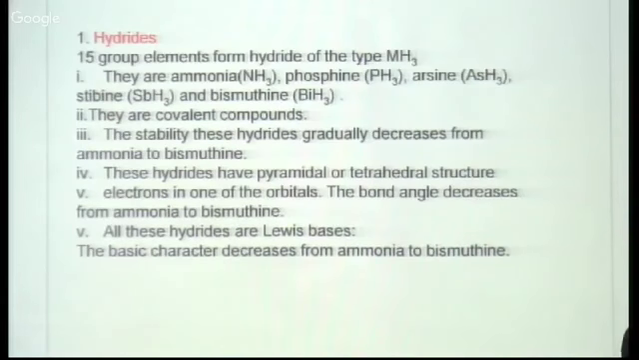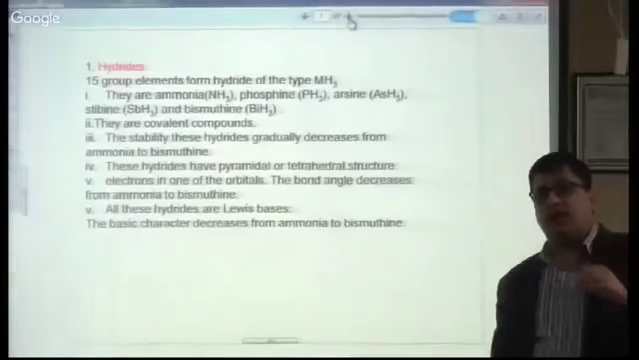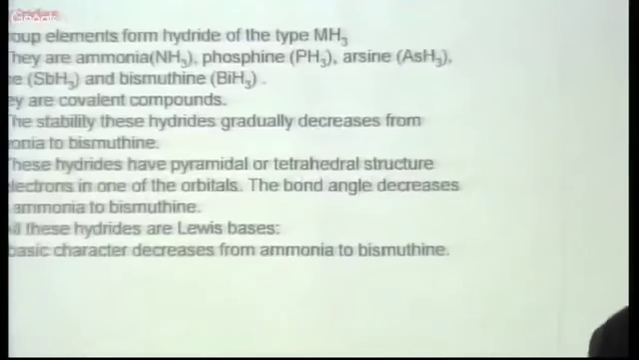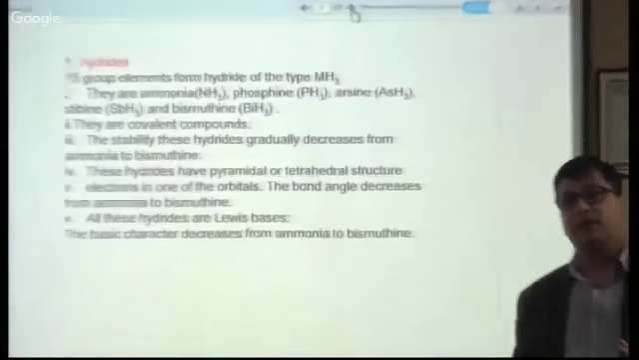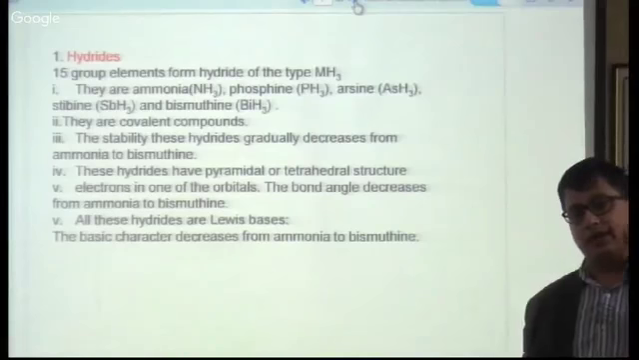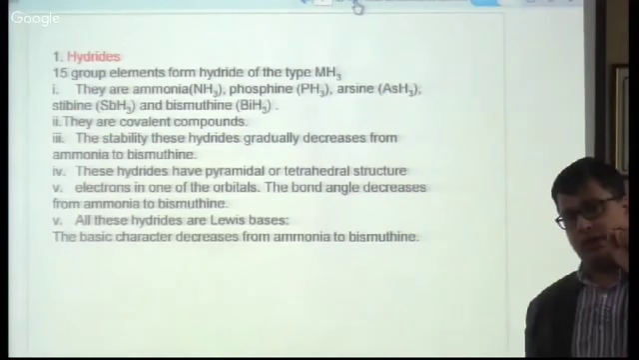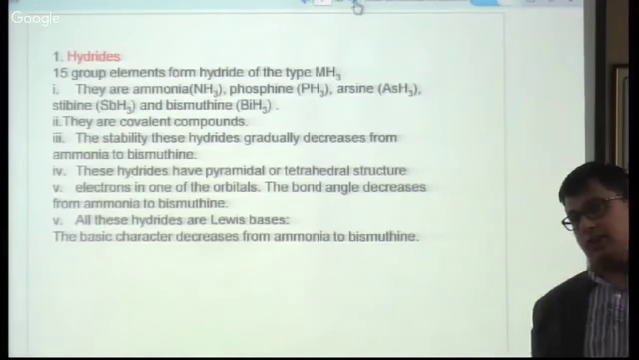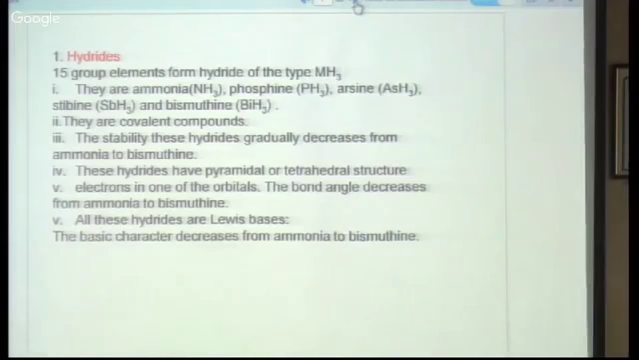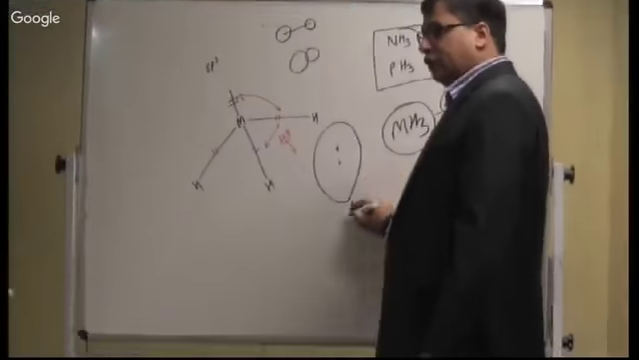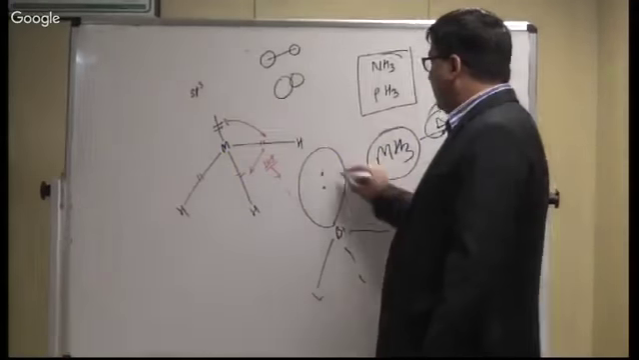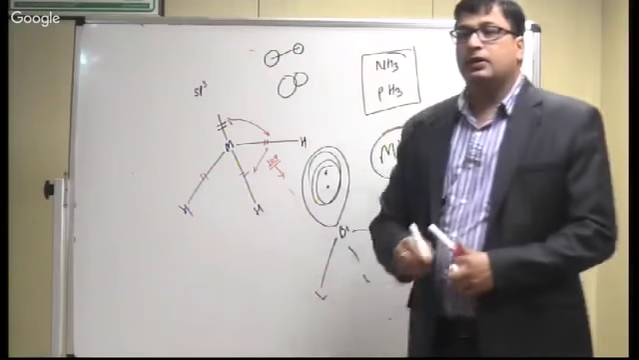If you increase the size of the atom, the availability of the lone pair decreases. So the basic strength decreases. So ammonia is highly basic in nature. The least basic is BiH3. Why is BiH3 least basic? Because the lone pair is present in a very big orbital, so the availability of the lone pair is very less.